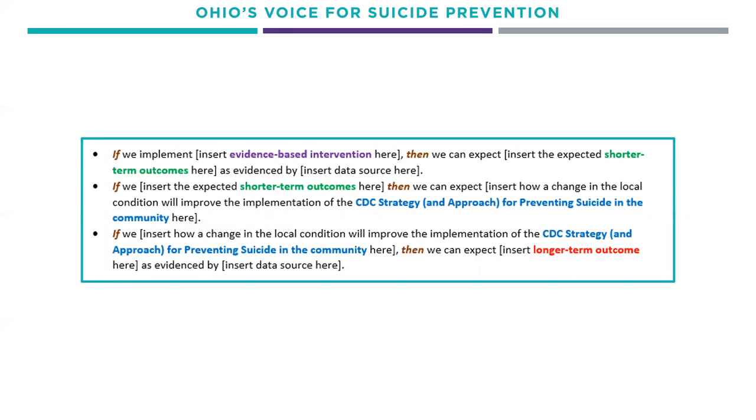So it's your turn. Go ahead and write your coalition's theory of change in the box in your worksheet. And that wraps up your Phase 5 work.